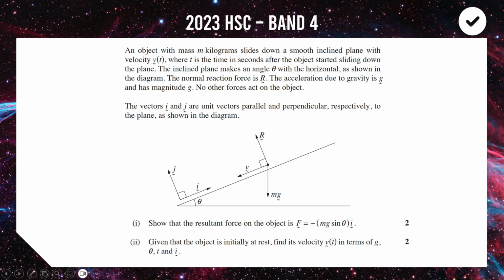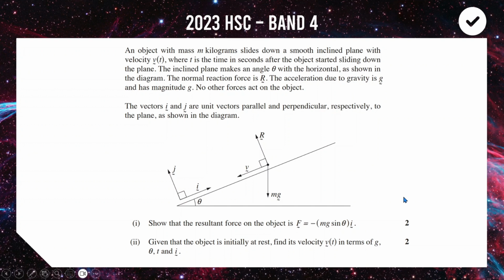Okay, so we have an object of mass m sliding down a smooth plane, a ramp actually, with velocity v at time t. The angle of elevation of the slope is theta. We have an object here at this point. It's got a reaction force from the surface of the plane, which is R. Acceleration due to gravity is g, and there are no other forces acting on the object. So it's just the object sliding down the plane. i and j are unit vectors parallel and perpendicular to the plane, shown here. So j is going this way and i is going that way. So up is positive and up the slope is positive for those two. So there's the setup and there's our picture.